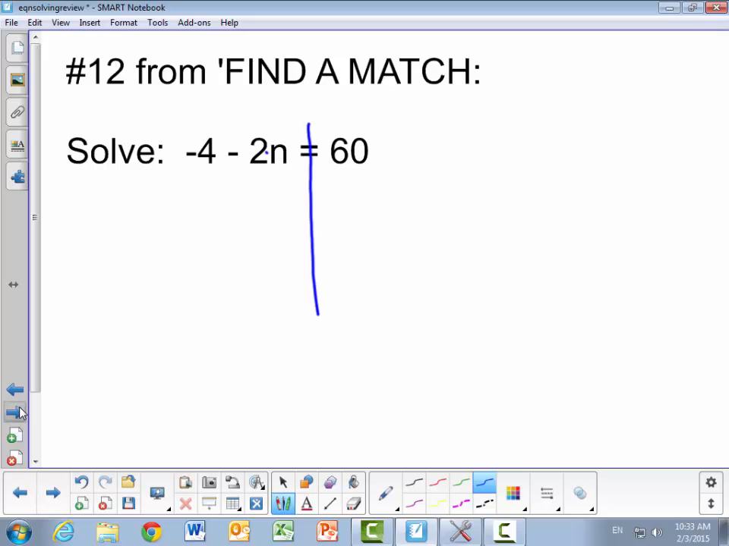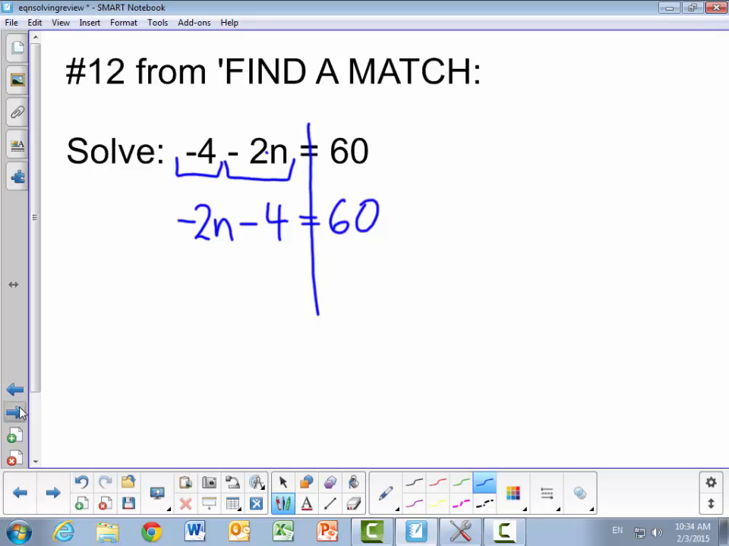Now that might be hard to see the way it's written now. So one thing you could do is you could always rearrange the terms if you want to make it easier. So I'm going to take this term and this term. Remember, the sign in front of a term is part of that term. And I'm going to write them the other way around. So the -4 is now here, and the -2n is here. Now it's easier to see what's happening to n. It's being multiplied by -2 and subtracted by 4.